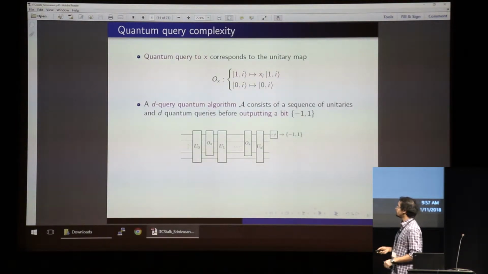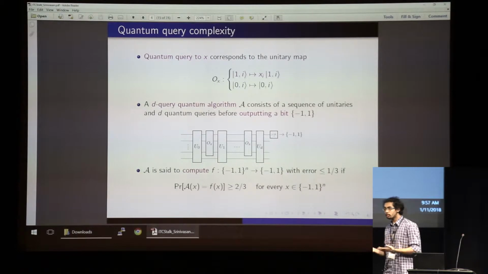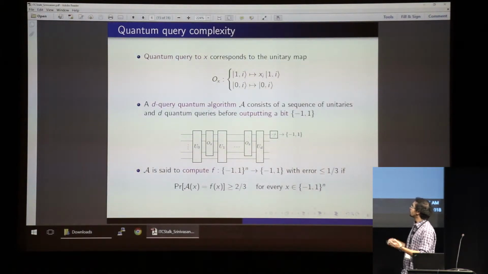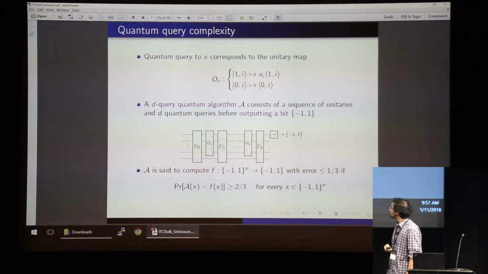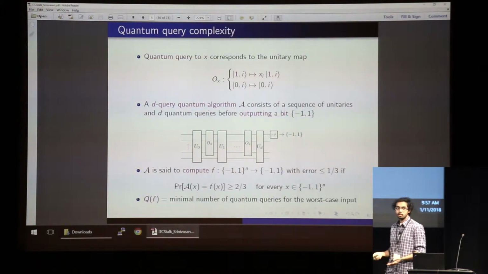You can view such an algorithm as follows. It begins with a unitary U0, then it applies an oracle, then it applies another unitary U1, and so on, and finally it concludes by returning a bit plus or minus 1. We say such an algorithm computes a Boolean function f with error at most a third if on every input x, the probability that the algorithm outputs f of x is high, say 2/3. There are clearly many algorithms that compute f, and the quantum query complexity, as always, is the best algorithm on the hardest input. And that is the complexity measure here.